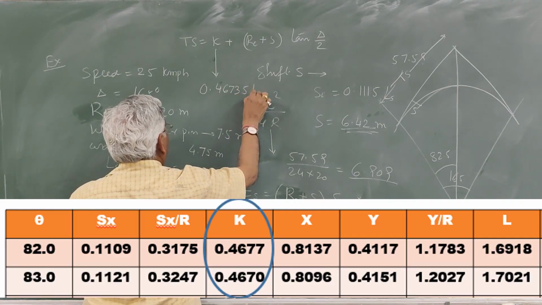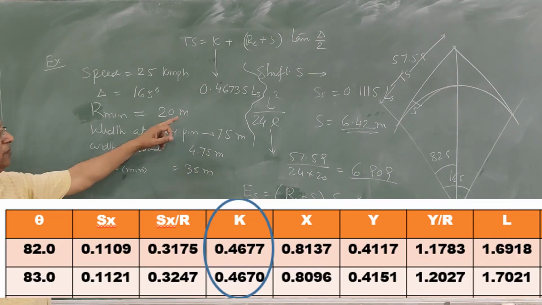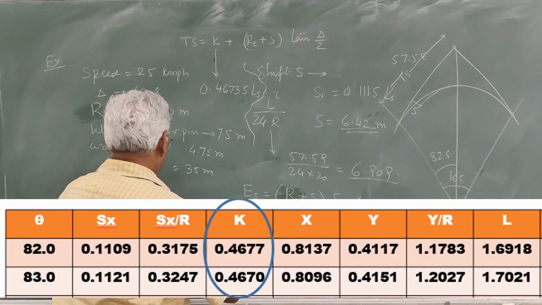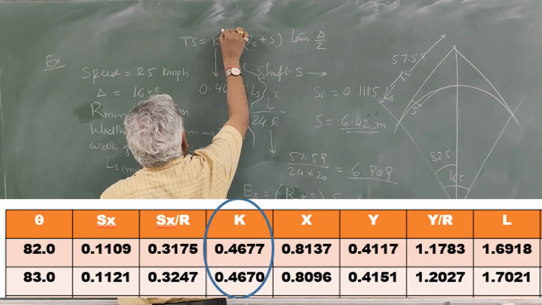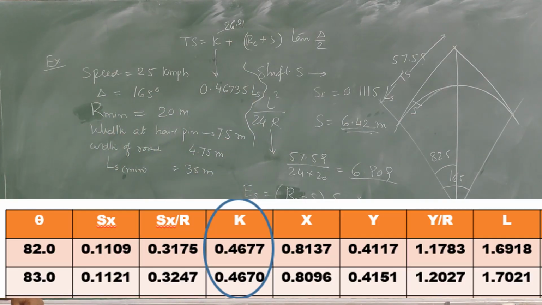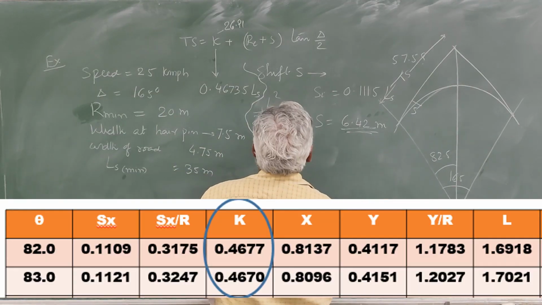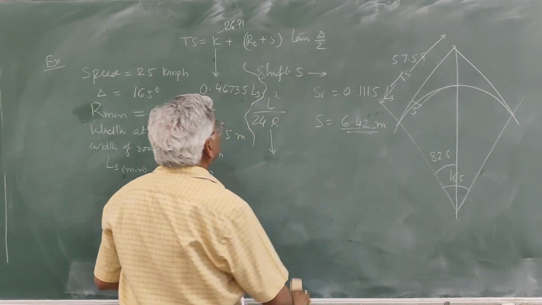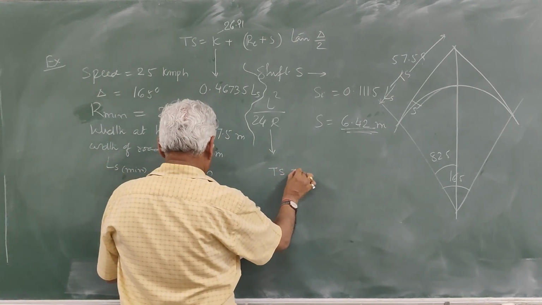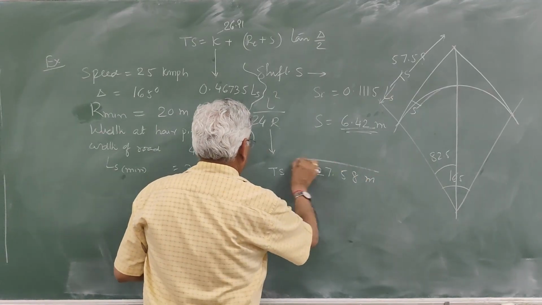K is 0.4675 into Ls. Ls is known, 57.59. So this K value will be now 26.91. RC is 20, S is 6.42, delta 82.5, and therefore TS will be 227.58 meter.